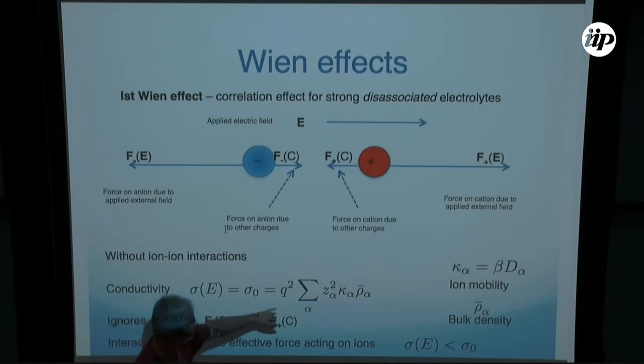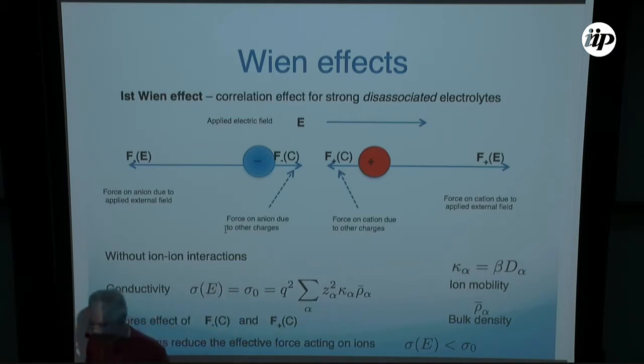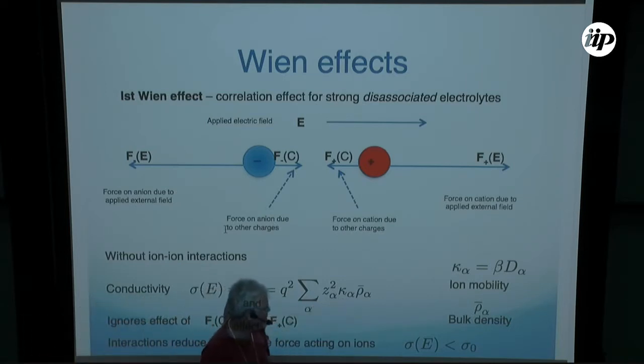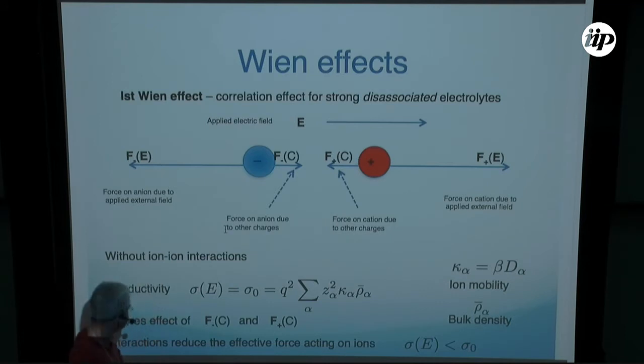Well, why do we have a Q squared Z squared? So Z is the valency, right? Q squared, there's a Q squared there because it's the electric charge. So I have to multiply my current by Q. But the force due to the electric field is proportional to Q as well. So you have a Q squared. And then you have a mobility factor here. So this is the bare conductivity.